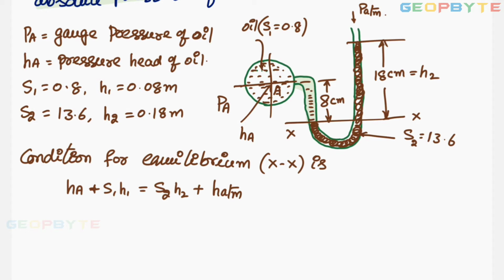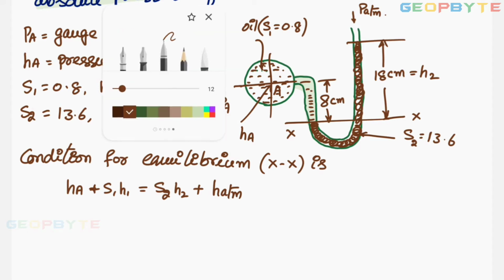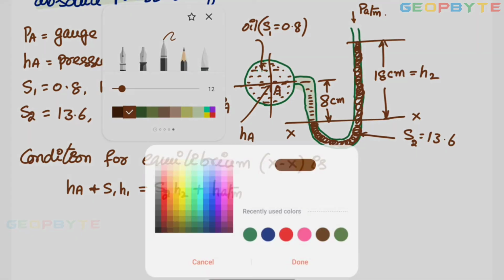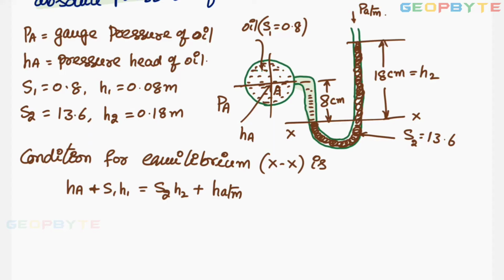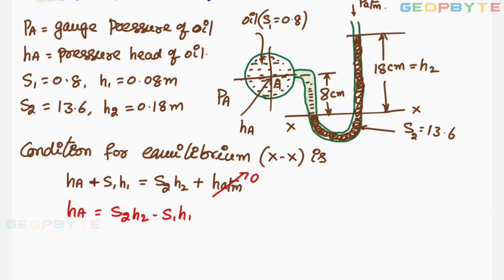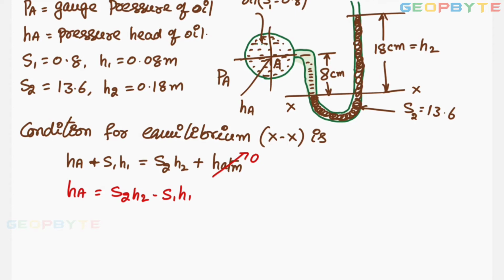Since manometers give the gauge pressure, for deciding the gauge pressure, atmospheric pressure is the reference value. Therefore, atmospheric pressure head is taken as 0. Now, HA equal to S2 H2 minus S1 H1.